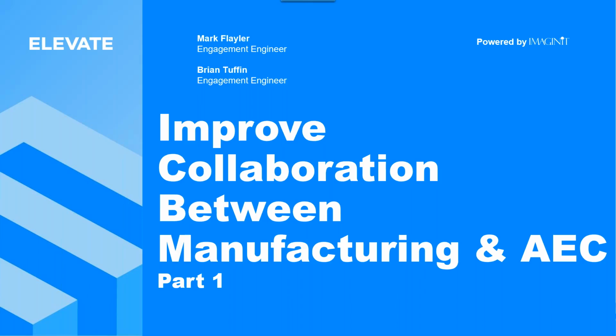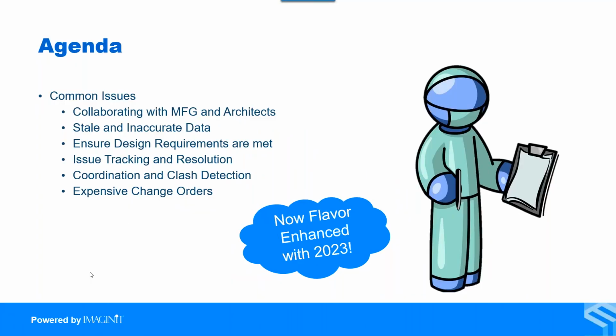We're going to kick this off here with a look at our agenda. Today we're going to be looking at common issues with collaborating with manufacturing and architects. We're going to look at issues and ramifications around stale and inaccurate data and how the technology stack is aimed at addressing those. We're going to look at ensuring design requirements are met, issue tracking and resolution concerns, coordination and clash detection and large-scale projects, and also how to circumvent compensatory budgets with avoiding expensive change orders.